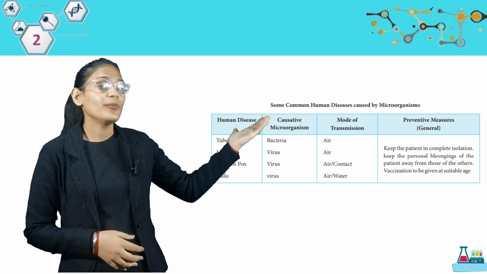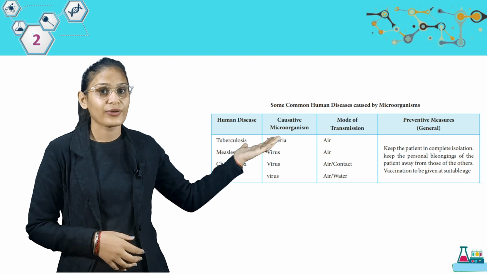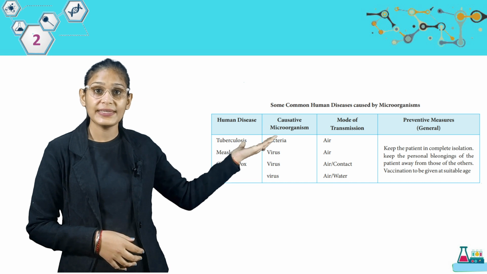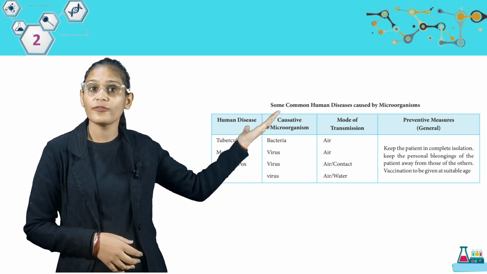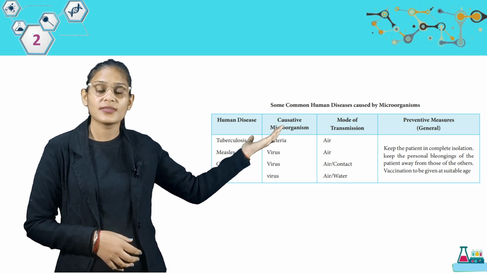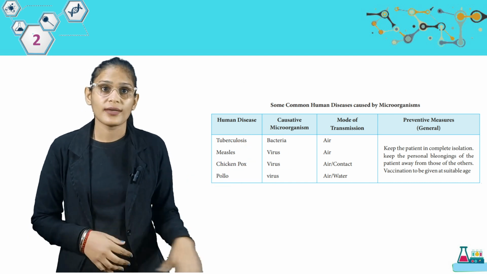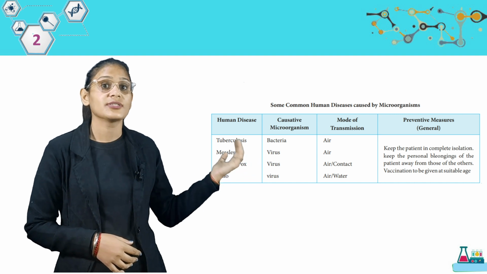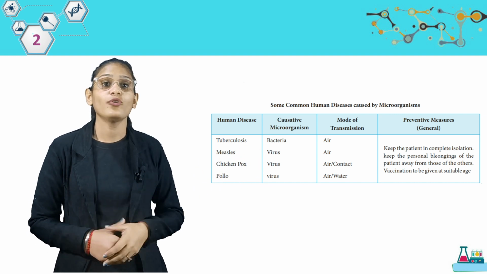वाटर में करते हैं. Some common human diseases caused by microorganisms. Here, human disease, tuberculosis, causative microorganism, bacteria, mode of transmission, air, preventive measures, general. So students, look here. Measles, virus, air. Chickenpox, virus, air, contact. Polio, virus, air and water.